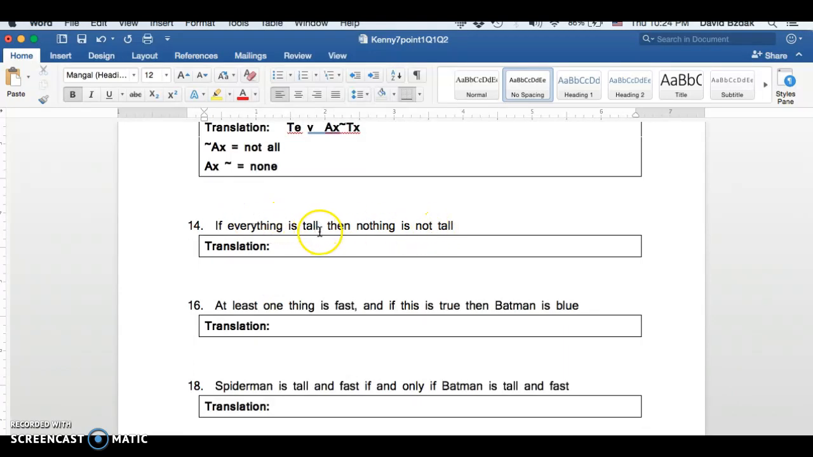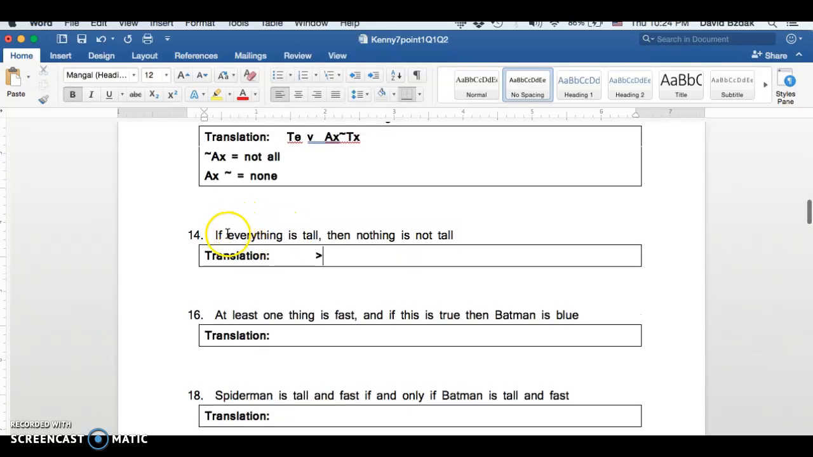Okay. So again, it's a conditional. So horseshoe. Antecedent is what comes after the if and before the then. So everything is tall. So for all x, x is tall. The consequent is everything after the then. Nothing is not tall.